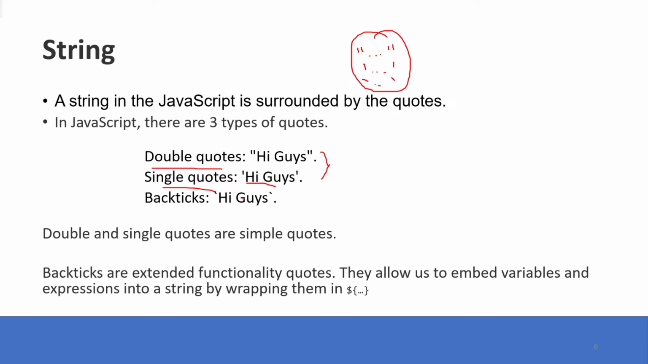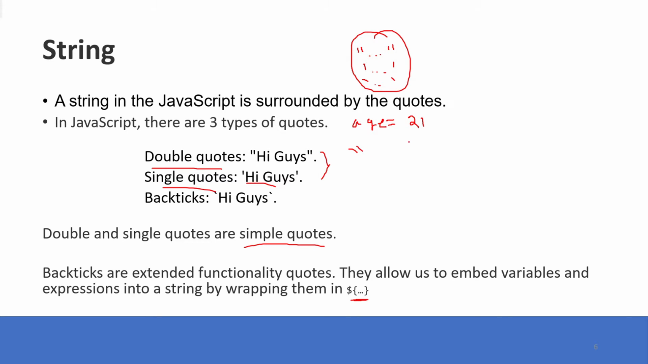So what happens using the backticks is, as we talked, double and single quotes are simple quotes, so they're practically the same. Backticks are the extended functionality quotes. They allow us to embed variables and expressions into the string by wrapping them in this particular syntax. Suppose you have a variable called age. Say the age is 21. So what you could do is embed this variable inside the string itself.